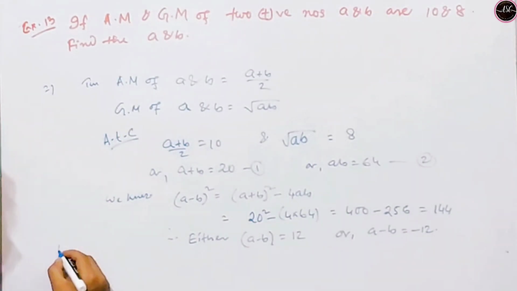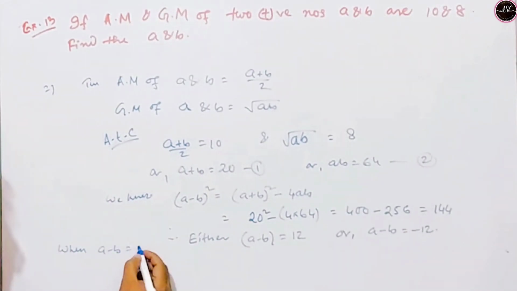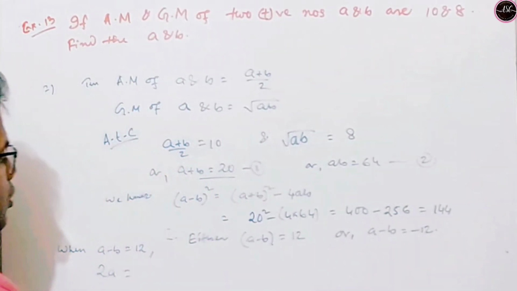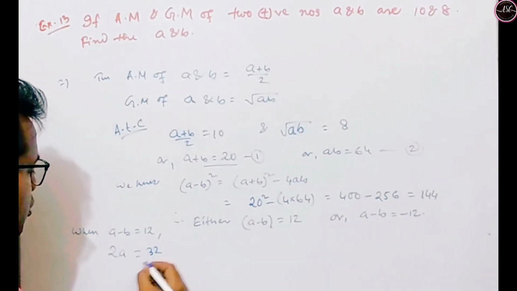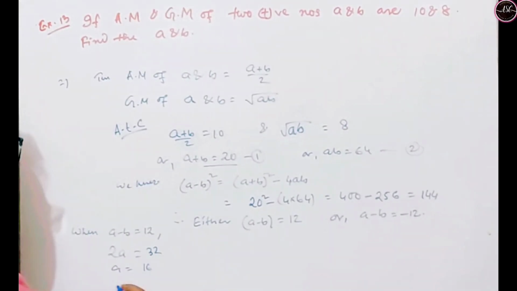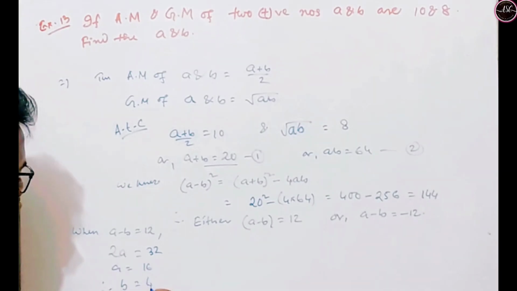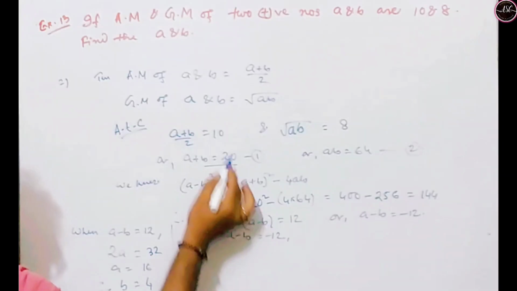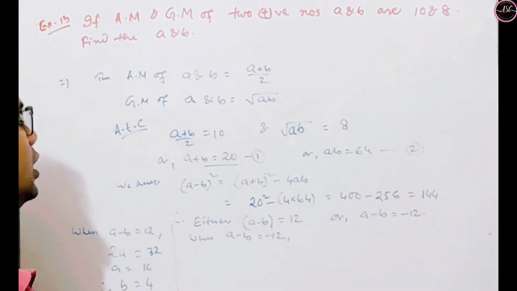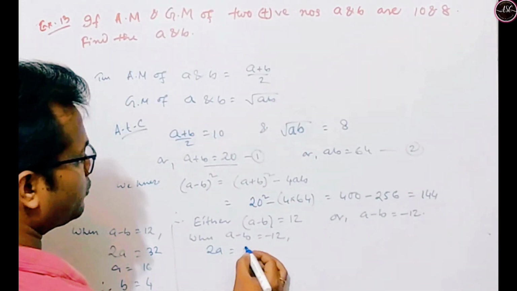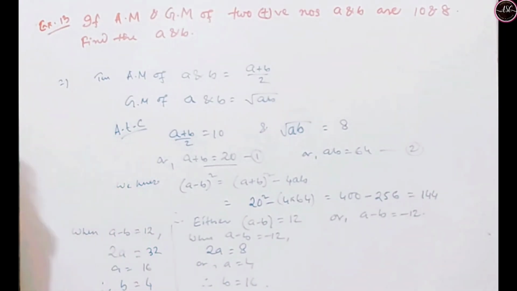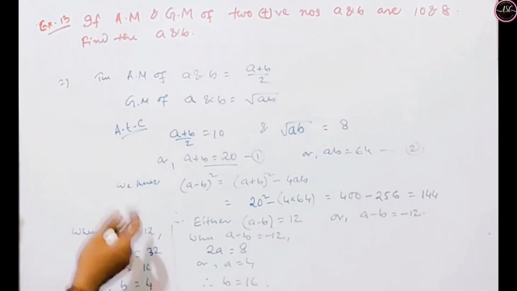Okay. So when A minus B equal to 12, solving this with equation number 1, we get 2A equal to 32, A equal to 16, and therefore B equal to 4. And when A minus B equal to minus 12, just solve this and this, we get 2A equal to 8 or A equal to 4, therefore B equal to 16. Okay. So the values of A and B are of this type.